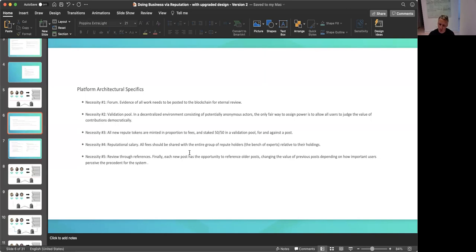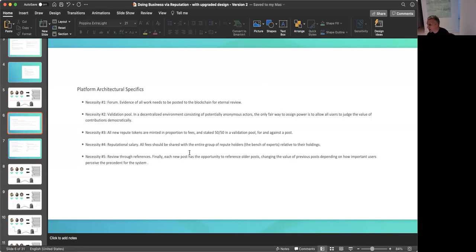If anything, we should collect data on this. So data collection is absolutely essential for this, right? And then lastly, necessity five, review through reference, right? So it should be possible to gain reputation, one, through adding valuable work in the DAO, two, policing other people's work in the DAO, and three, through reference.